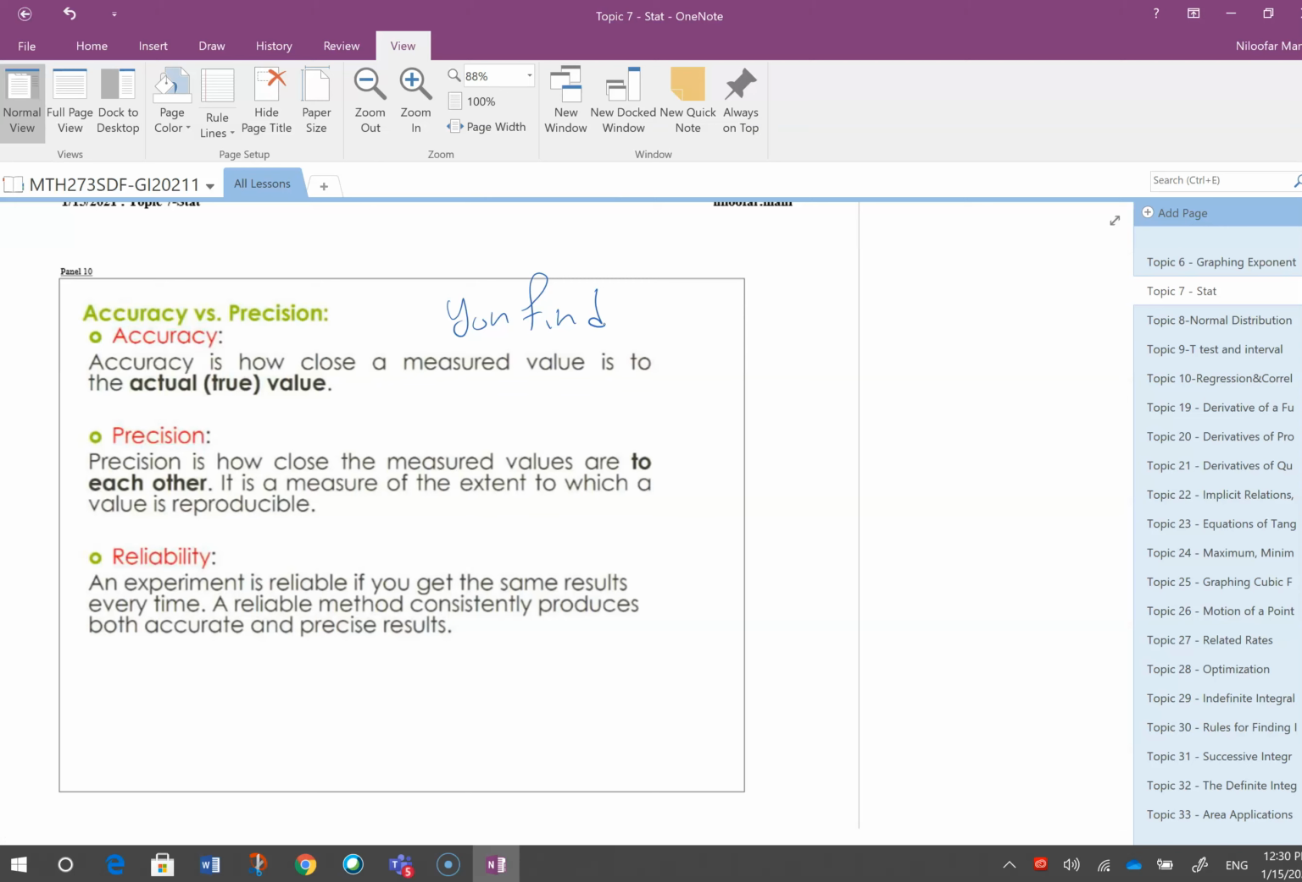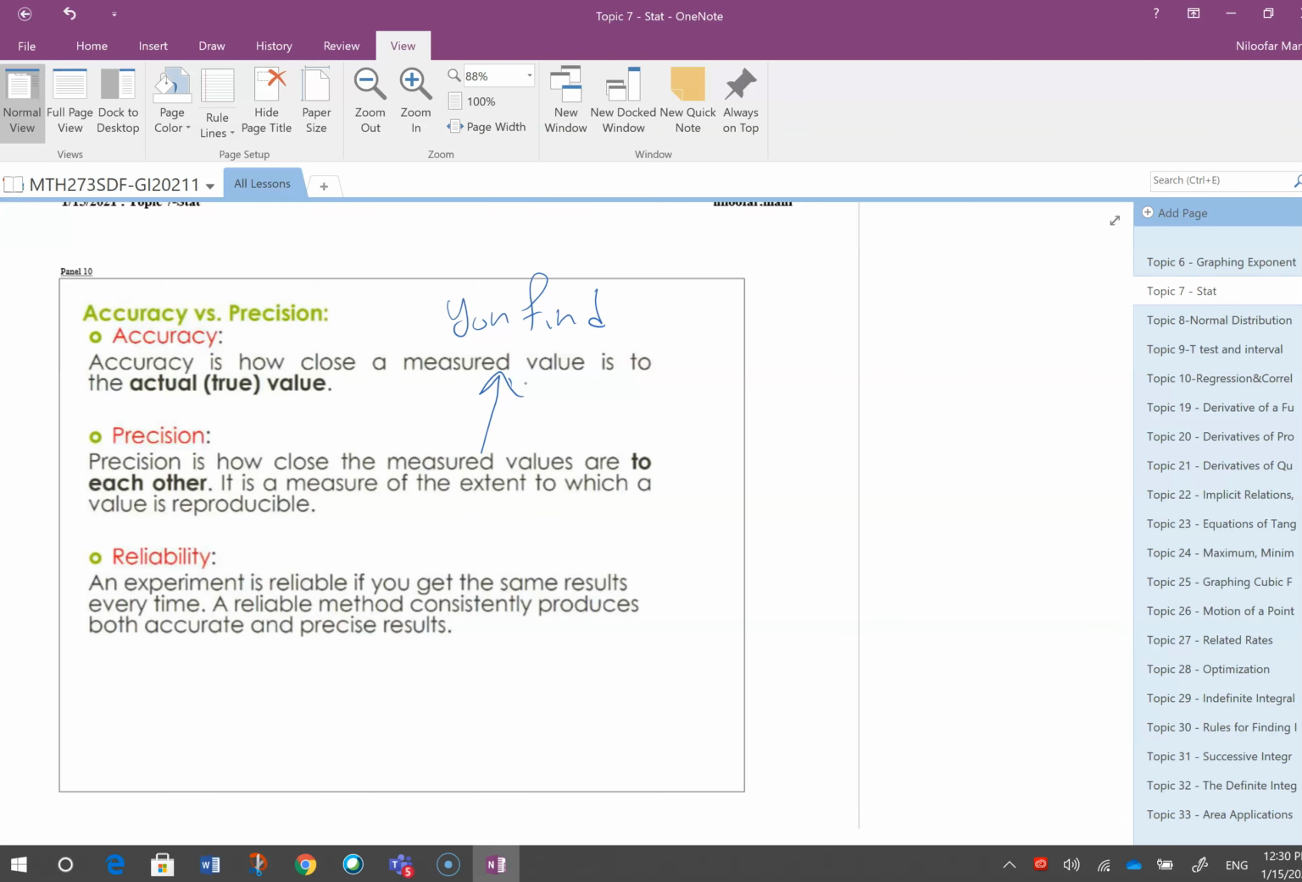Precision says how close the measured values that you find are to each other. For example, you measure something 5 times. If they are very far from each other, then something is wrong. You are making a mistake, or something is happening here.